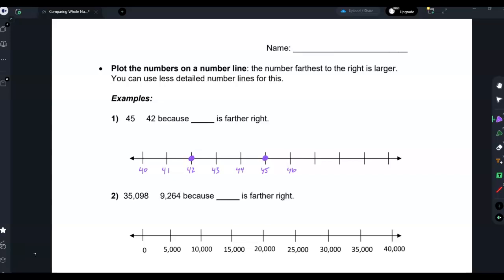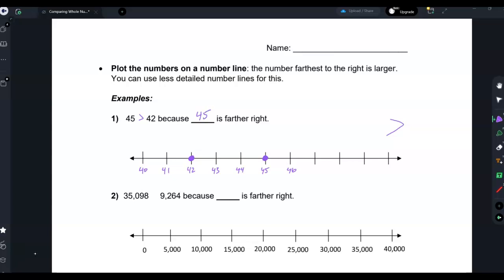And literally all you do to compare these is we just know that numbers get bigger as they move to the right, and numbers get smaller as they move to the left. So if you want to find the bigger number, the biggest number is the one that's farthest to the right, or you could say the smallest is the one farthest to the left. So in this case, 45 is the bigger number. 45 is greater than 42 because 45 is further right.